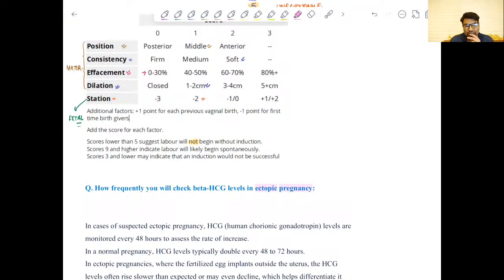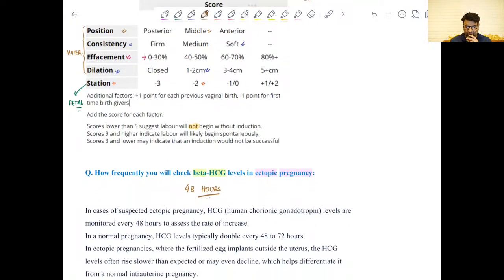Now the next question was from a very important topic, that is ectopic pregnancy, and here it asked what is the frequency of measurement of beta human chorionic gonadotropin in a case of ectopic pregnancy? Here we usually measure it at an interval of 48 hours. So the answer to this question is 48 hours.